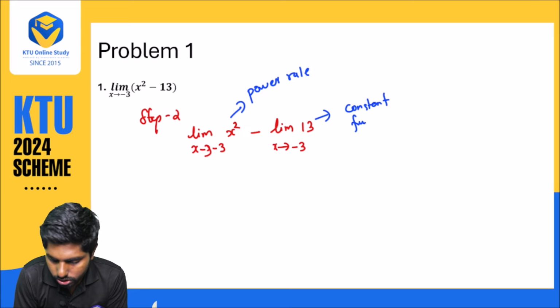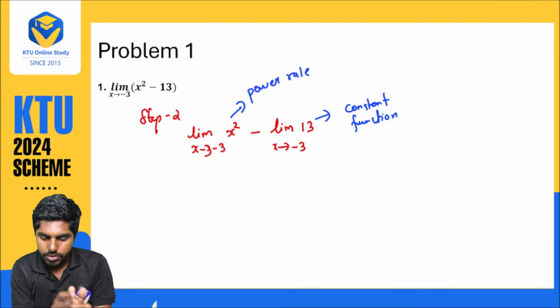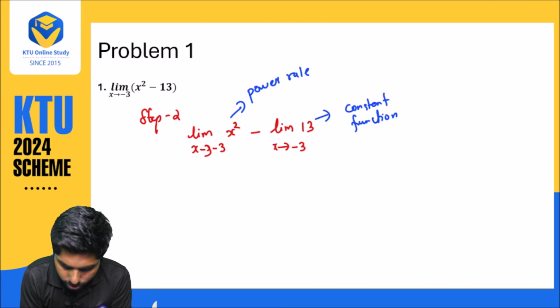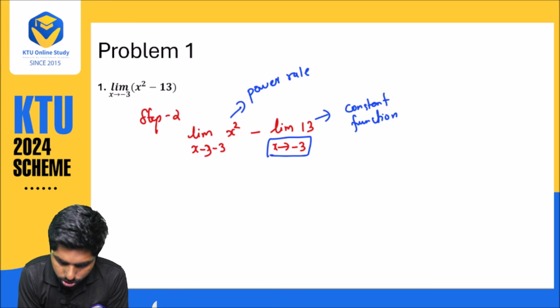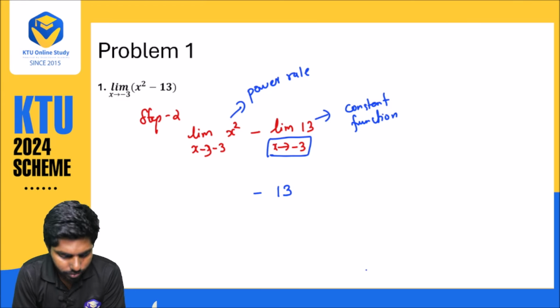Constant function. This thing we have seen. What is the value we are substituting? We will be getting the constant value only. Whatever value x is approaching, the limit of a constant is the constant value only. So here we will be getting just minus 13.